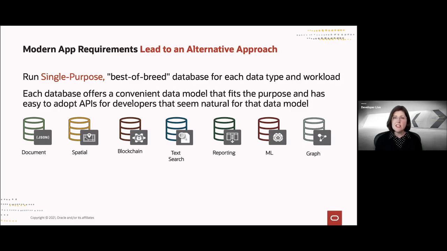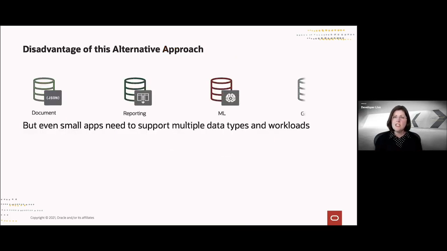And at first glance, this approach seems like a really good idea because at the start of each project, we get a database that has a convenient data model that's fit for that particular purpose, and it's going to come with an API that's easy for developers to adapt because it seems very natural for that particular data model. However, even a very simple project is going to need to operate on multiple data types or even support multiple workloads. That means we're going to need multiple single-purpose databases.